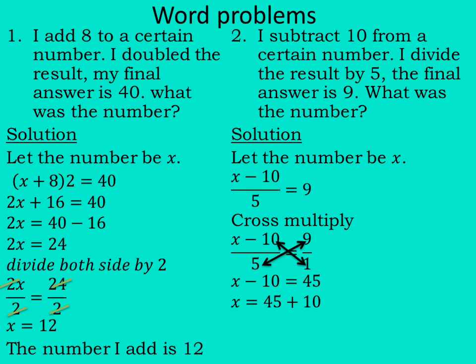So we want to take minus 10 from the left hand side to the right hand side over the equal to sign. So we have to change the sign. It now becomes plus. That's why we have x is equal to 45 plus 10. So x is equal to 55. The number is 55. That's our conclusion. So the number I subtracted 10 from originally is 55.